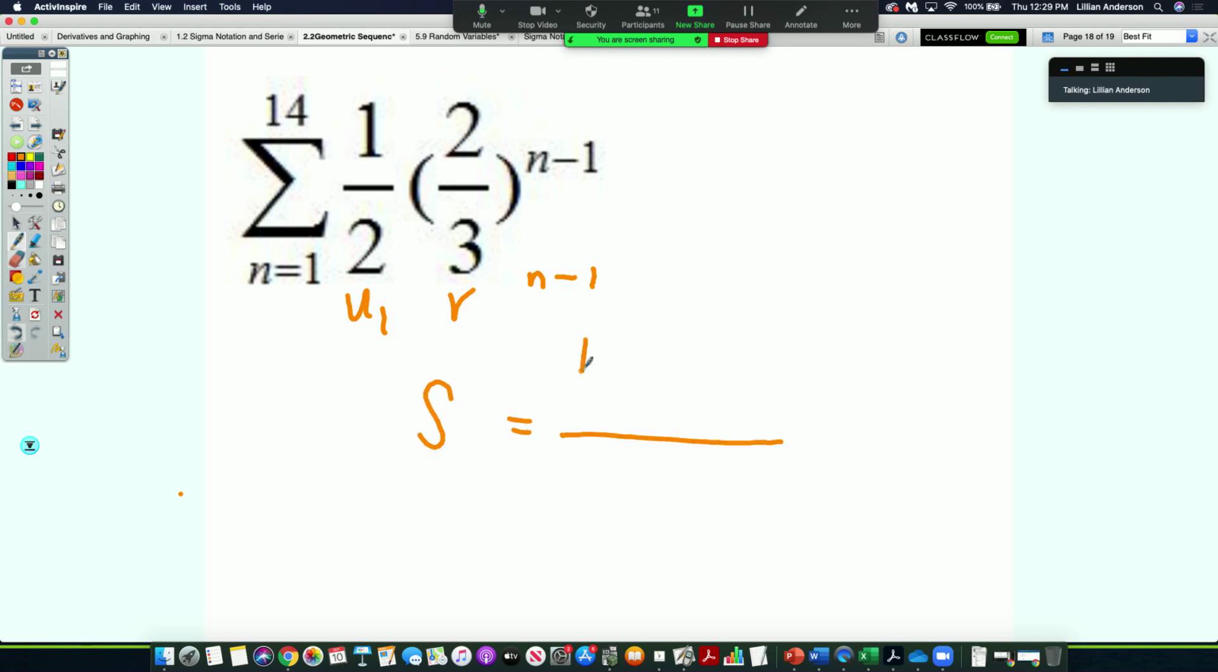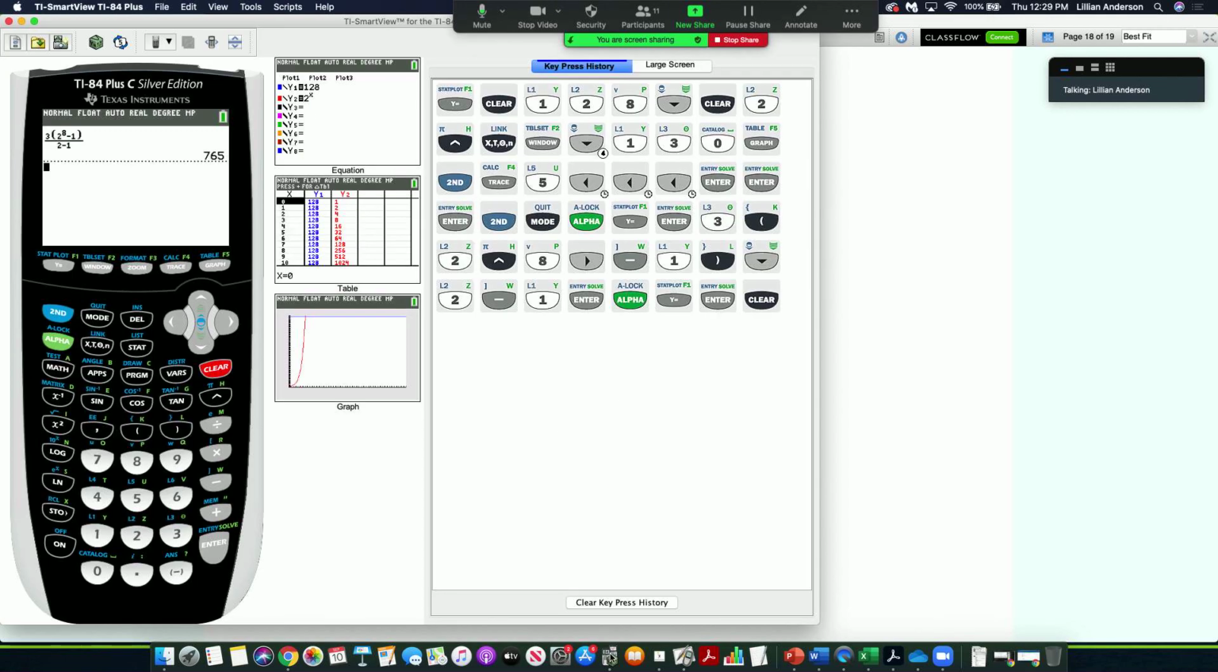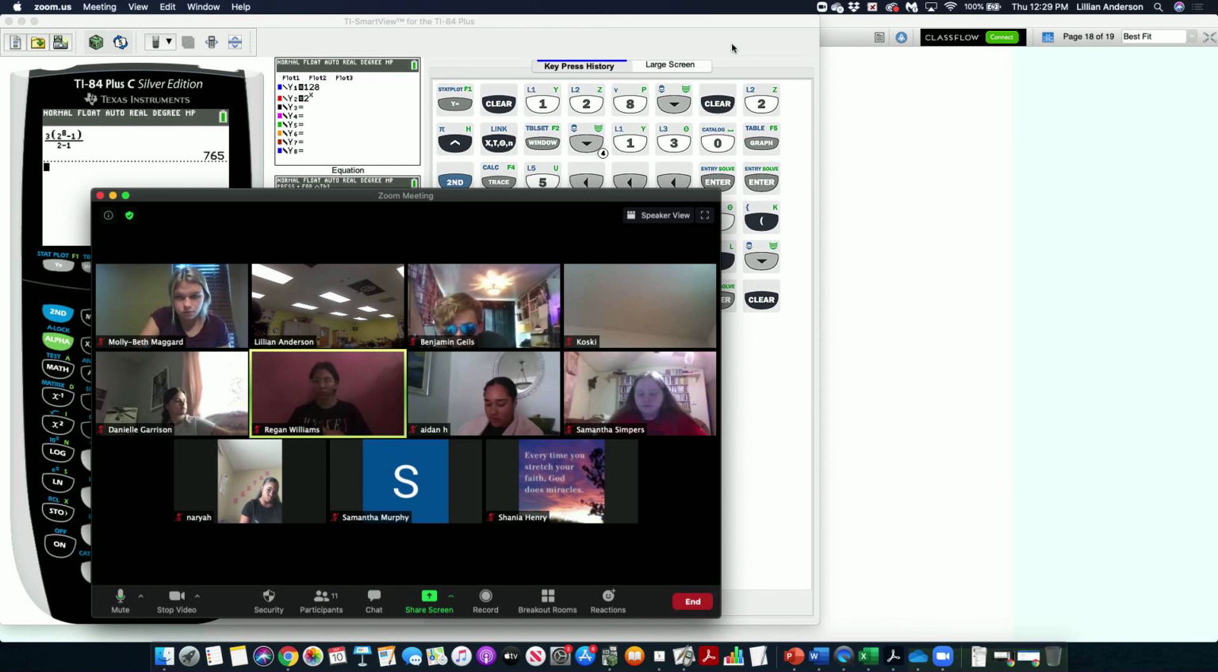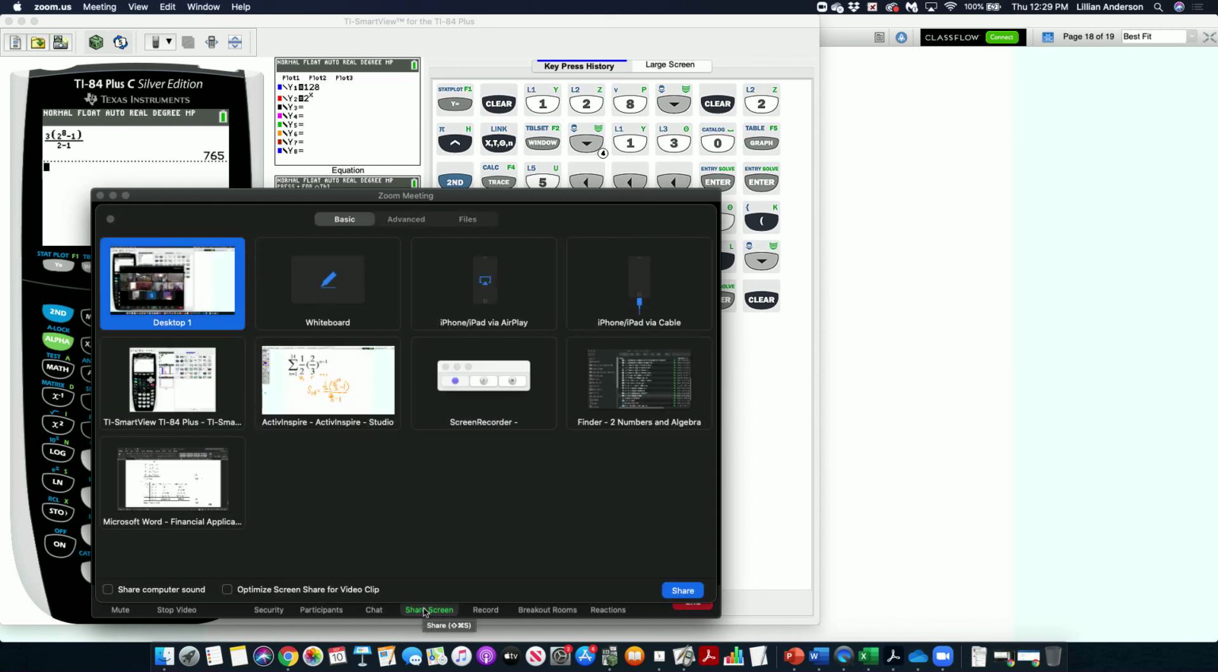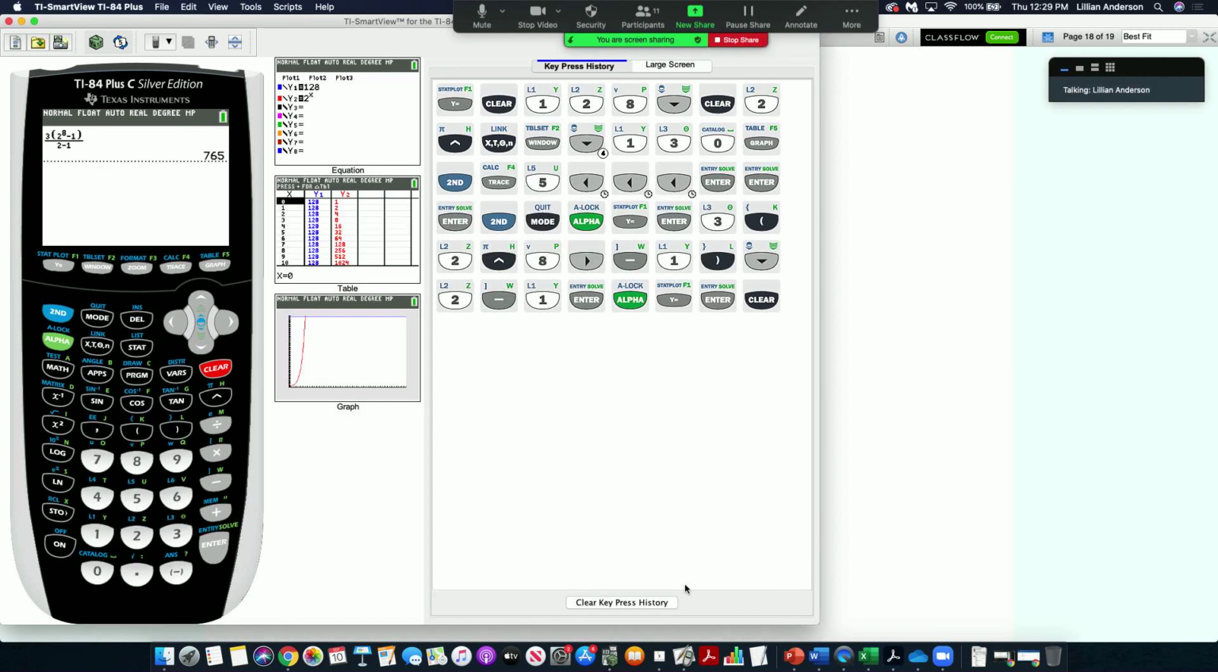My first term is 1/2. My common ratio is 2/3. The only thing I'm missing is my number of terms. What's my number of terms that I'm adding? 14. So that means I'm going to need to raise 2/3 to the 14th power. Okay? So when I do that in my calculator, I'm going to have to share that screen so you guys can see it.